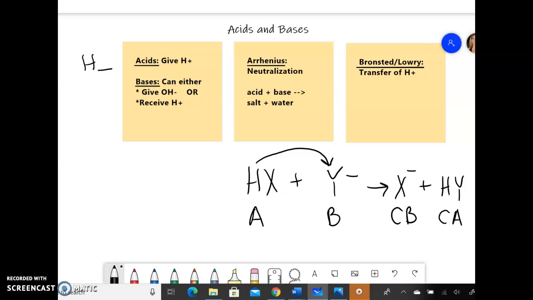And then on the other side, the thing that was the acid becomes the conjugate base. The thing that was the base becomes the conjugate acid. So they become opposites.